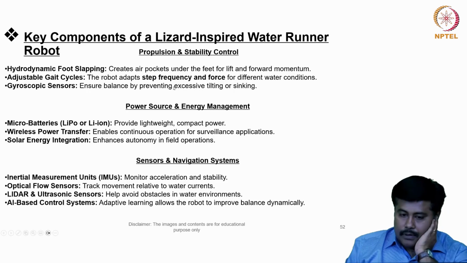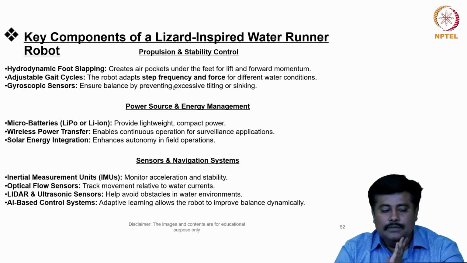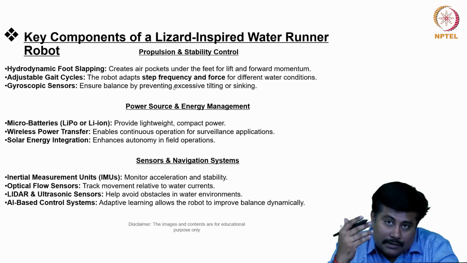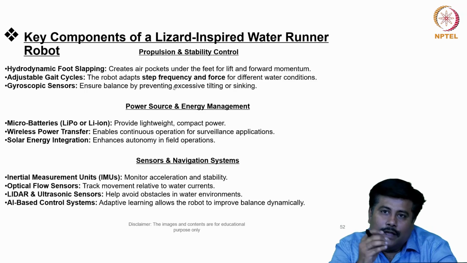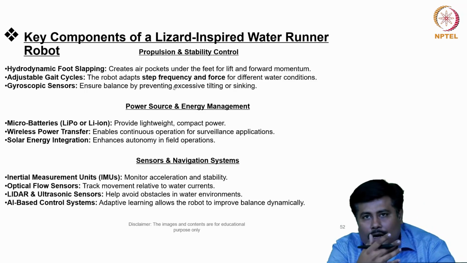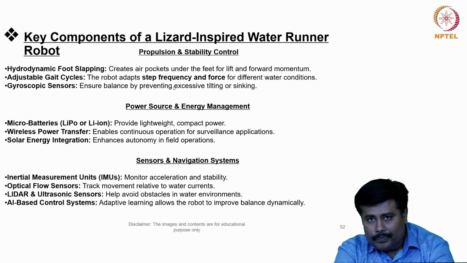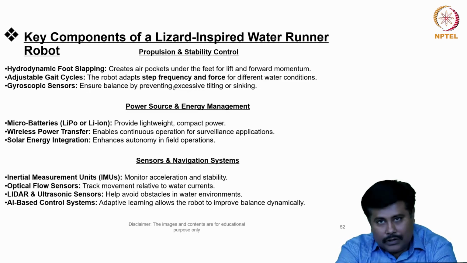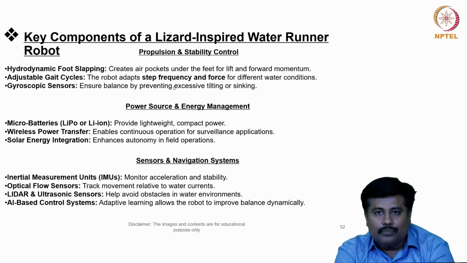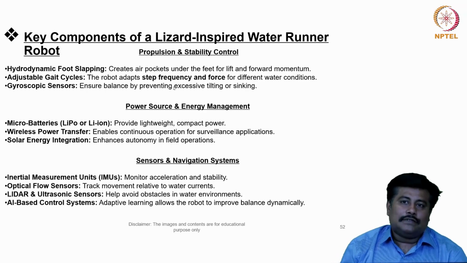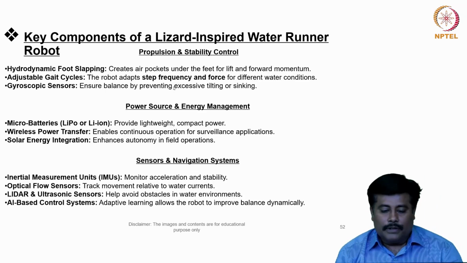Now, when we look into the overall power source and energy management, there are micro batteries, which we call LiPo-based batteries. They provide lightweight and compact power. When we look into wireless power transfer, these systems enable continuous operation for surveillance-related applications. In addition to this, the system also has a provision for solar energy integration, which enhances the autonomy in field operation.